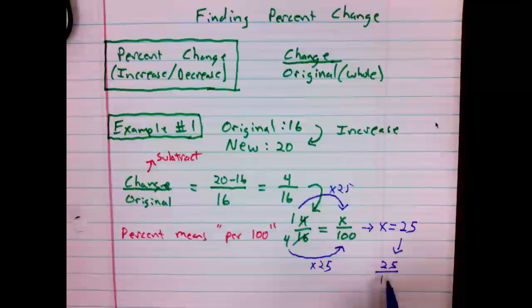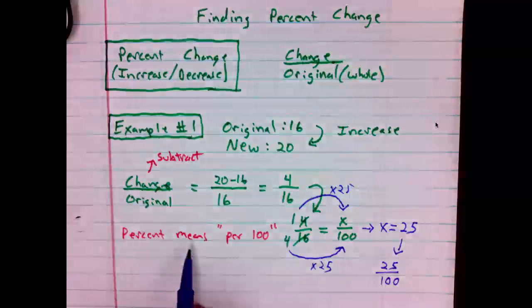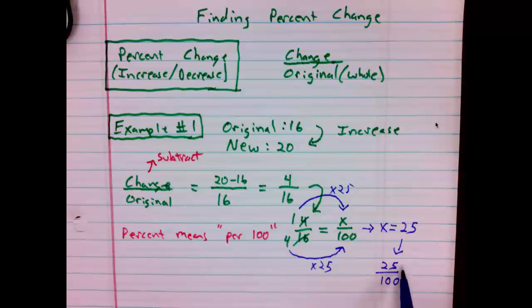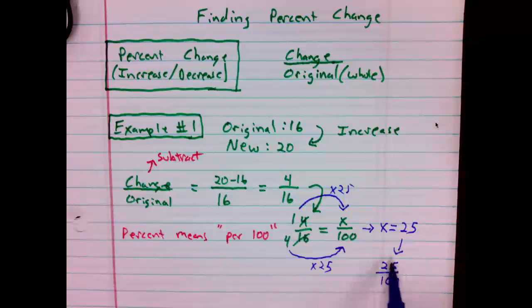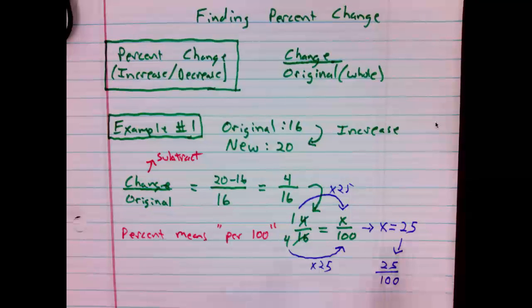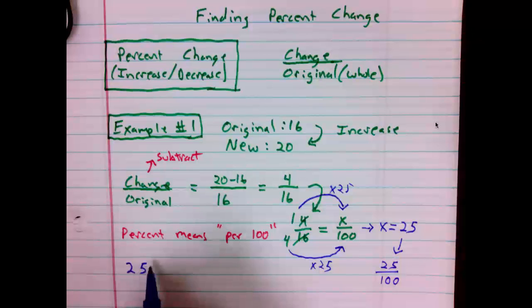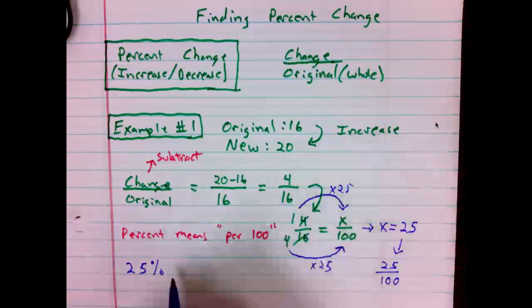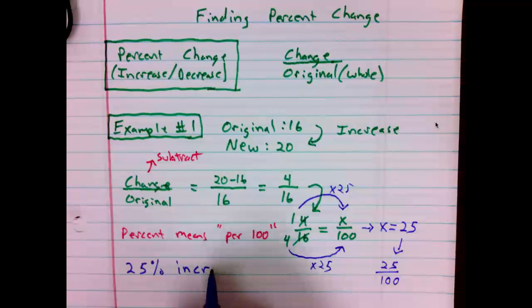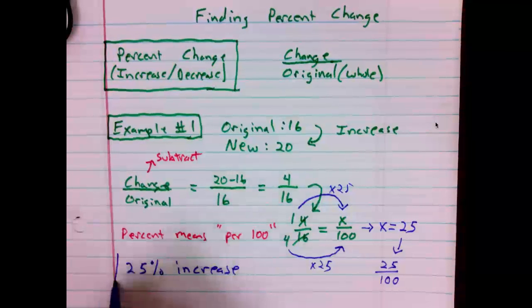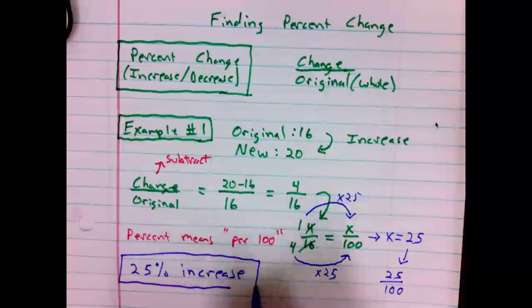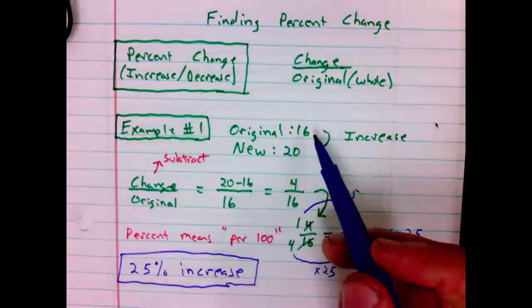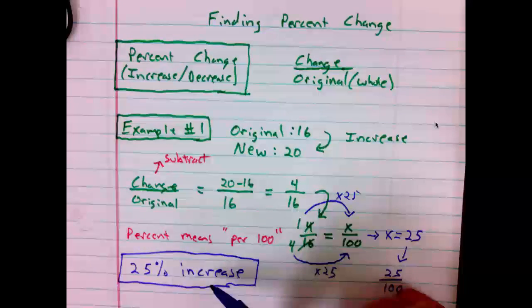Since percent means per 100, to say 25 over 100 is the same as saying 25 per 100. Therefore, 25 is the percent. So we will write the answer in this case as 25%. And as stated earlier, that is an increase. To go from an original of 16 to a new of 20 is an increase of 25%.